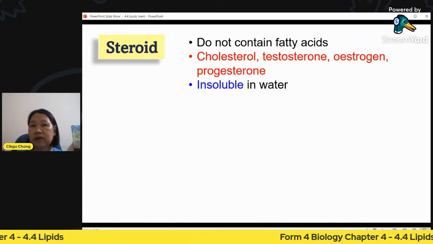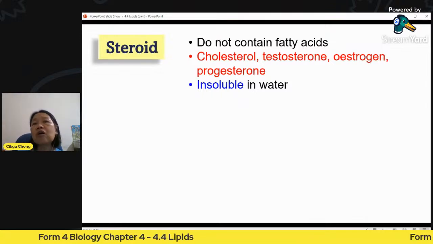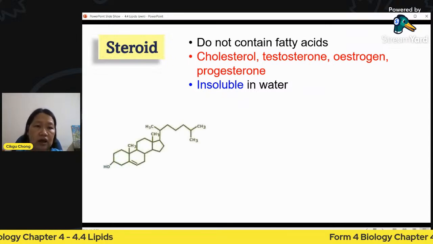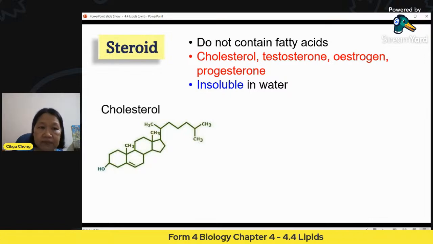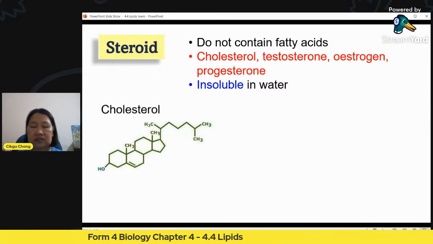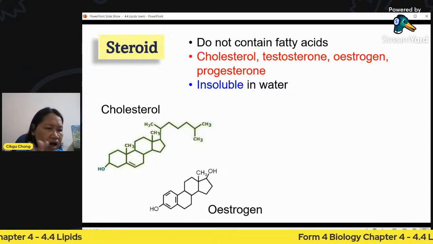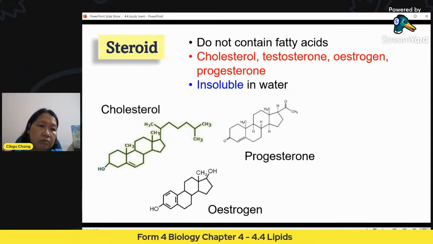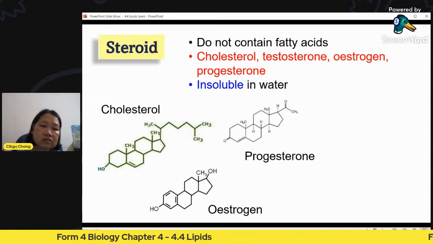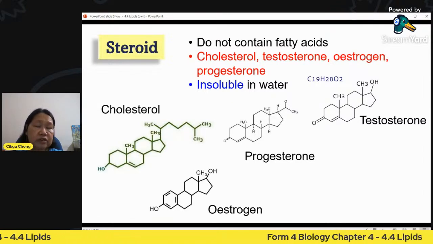Okay, so all these male hormone, female hormone, cholesterol, they come under steroid. They're insoluble in water, because all these lipids are insoluble in water. Okay, look at all these structures. Now, again, do not get worried. You don't need to draw this. You do not need to even recognize that this is cholesterol. But you can see more or less with all the rings, hexagonal rings, these are our carbon chains in a ring form. So they are steroids: cholesterol, estrogen, progesterone, and testosterone. All these are examples of steroid.